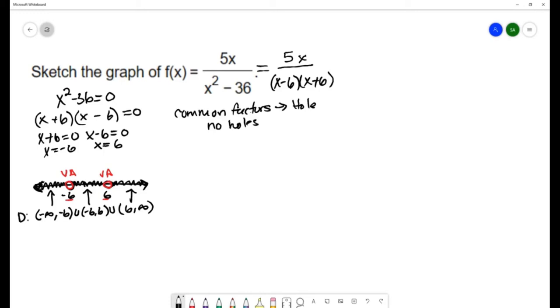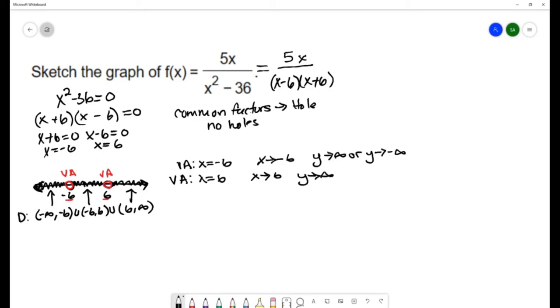So we know because there is a vertical asymptote at x equals negative 6, as x gets close to negative 6, our y value will approach infinity, or y will approach negative infinity. And the same thing goes with positive 6. Because there's a vertical asymptote at x equals 6, we know the behavior of y near that value. As x gets closer to 6, y will approach infinity, or y will approach negative infinity. We'll take a look at that a little bit more as we continue to draw the graph.